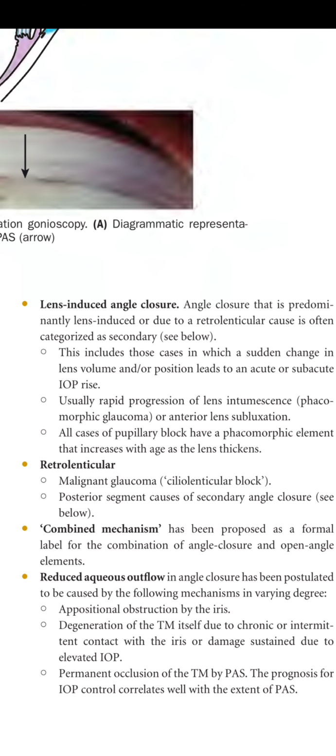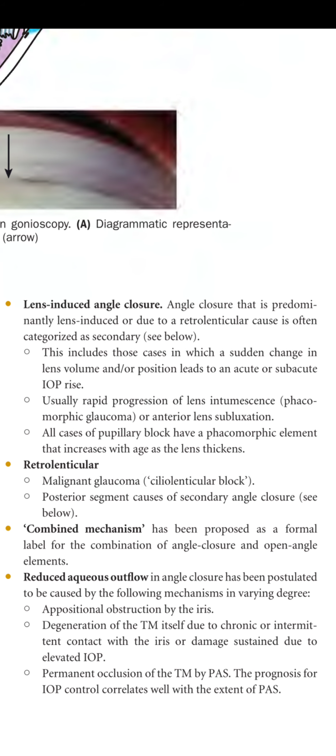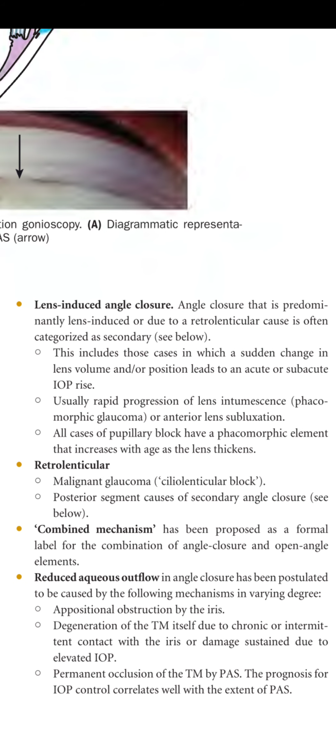Retrolenticular causes are malignant glaucoma, ciliolenticular block, and posterior segment causes of secondary angle closure. So these are the angle closures that are basically the secondary type. Combined mechanism is a formal label for a combination of angle closure and open angle element. We will discuss malignant glaucoma and other causes in the next topics.